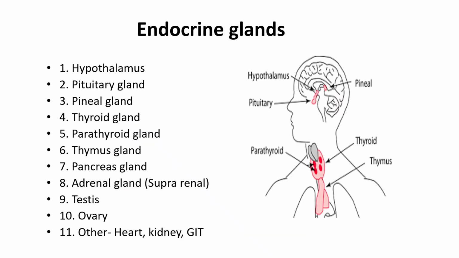Now we will see endocrine glands. So there are a total of around 11 endocrine glands. The most important gland is the hypothalamus. Then the second master endocrine gland is the pituitary gland. Then pineal gland, thyroid gland, parathyroid gland, thymus, pancreas, adrenal gland, which is also called the suprarenal gland. Then testes and ovaries, and then other glands and tissues like heart, kidney, and gastrointestinal tract.